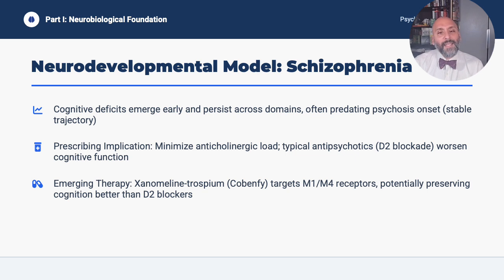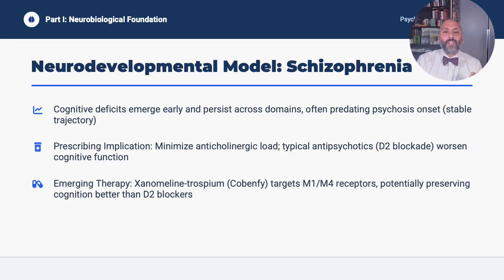And what's striking is that these deficits tend to be stable over time. They don't just suddenly appear when the hallucinations begin. So psychosis is not the beginning of the illness. It's often the most visible part of it, but it's not the first part of it. So if you wait for hallucinations to think about cognition, you're already too late. So first, do no cognitive harm.